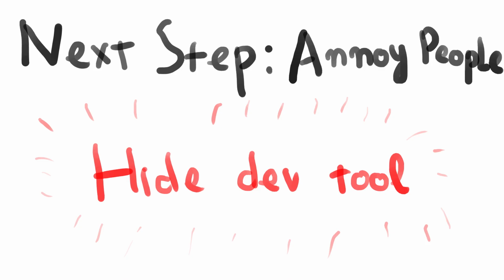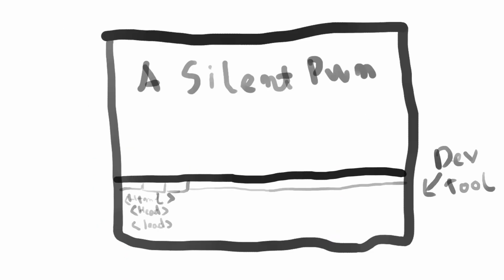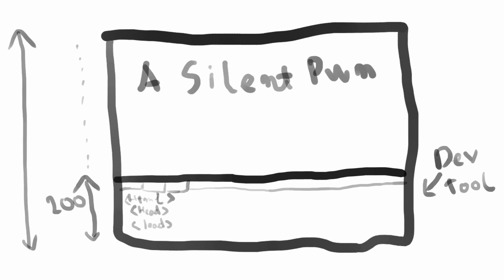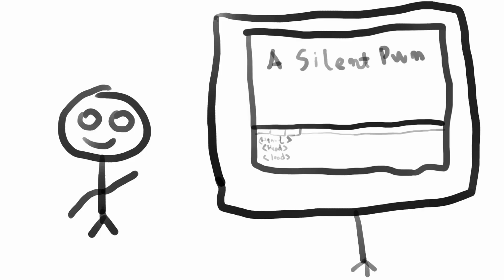Hide the dev tool. Normally the site fits the whole browser, and when opening dev tool, boom, screen shrink. So if the screen shrinks by 200 pixels, the page panics and just keeps refreshing, so no inspecting allowed. Anyway, enough theory, let's code.